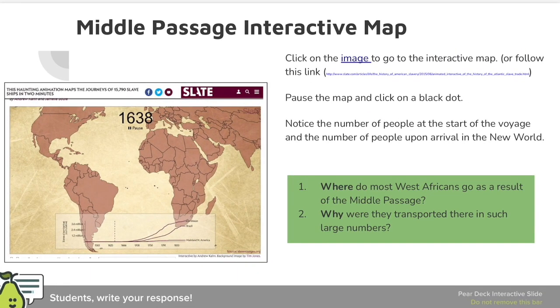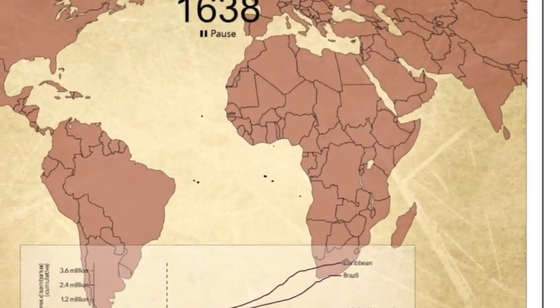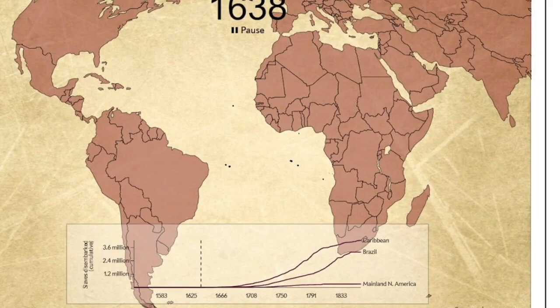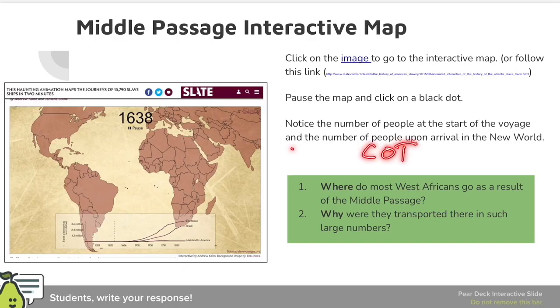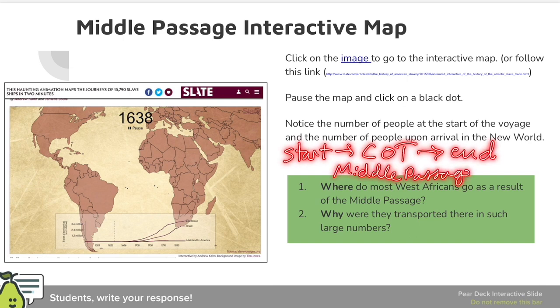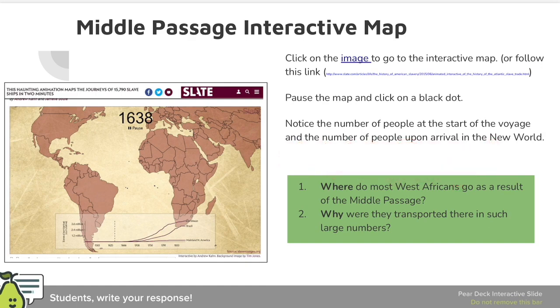So first question, notice the number of people at the start of the voyage. Now remember, the start of the voyage or the Middle Passage is Africa, Western Africa specifically. So look at the start of the passage and how many people were kidnapped and taken. And then look at the end of the passage, which is the arrival in the New World. And tell me, what's the difference between those two numbers? Is there a difference? So what's that population change over time from the start of the Middle Passage to the end, from one ship at a time? Like ship 1 makes it all the way to the New World. What's the difference in those numbers?